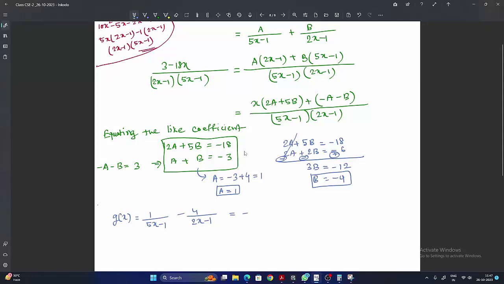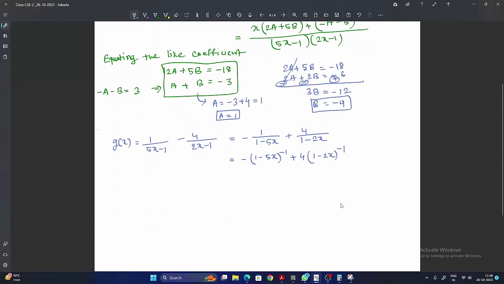If you take minus 1 common here, it will be 1 minus 5x, and if you take the minus common from here, it will be minus of minus, plus 4 by (1 − 2x), or minus of (1 − 5x) to the power minus 1, plus 4 into (1 − 2x) to the power minus 1. So now you can put the series here, both series, you know the formulas here.